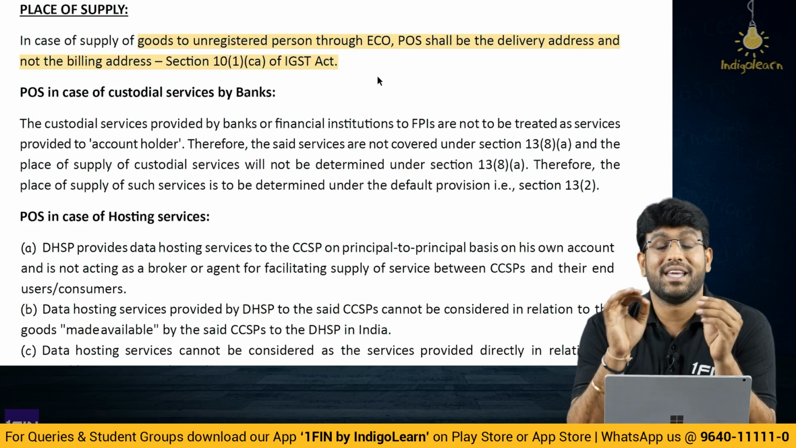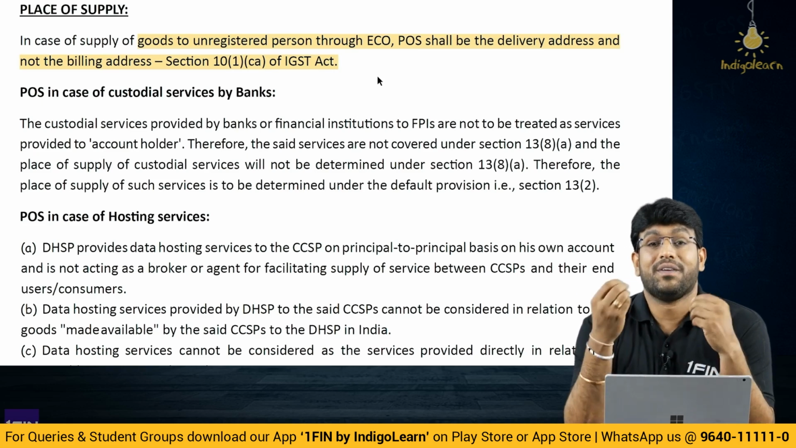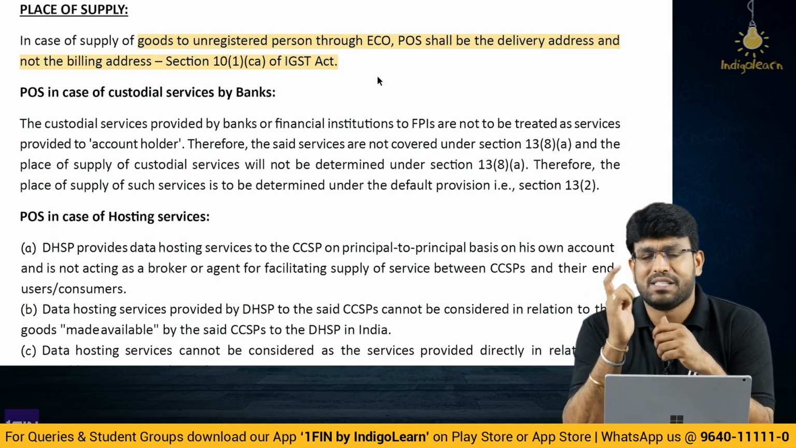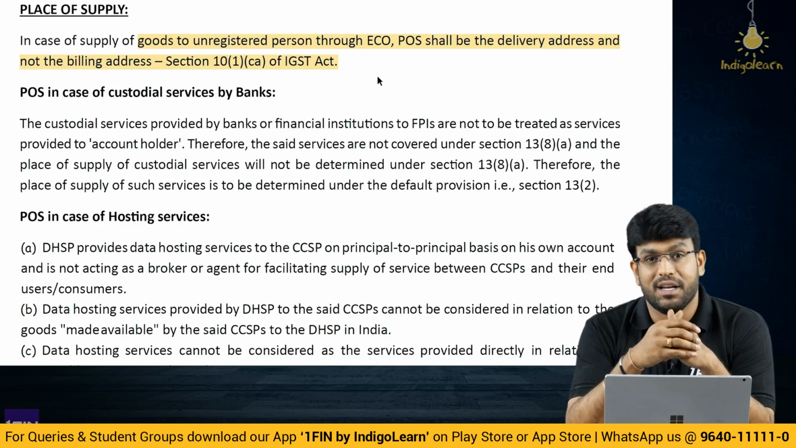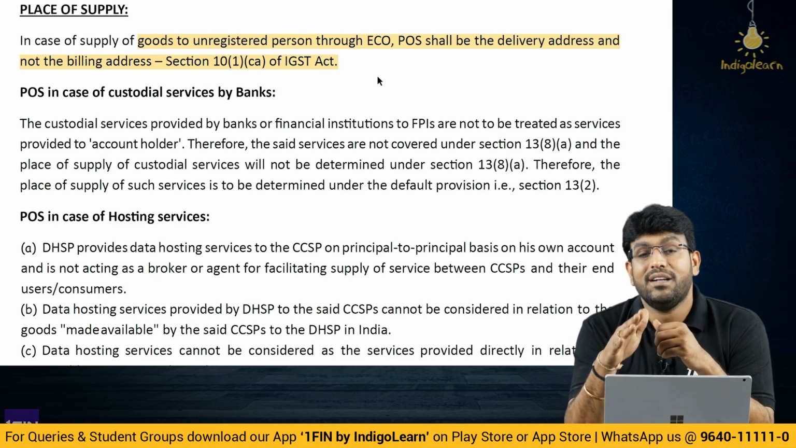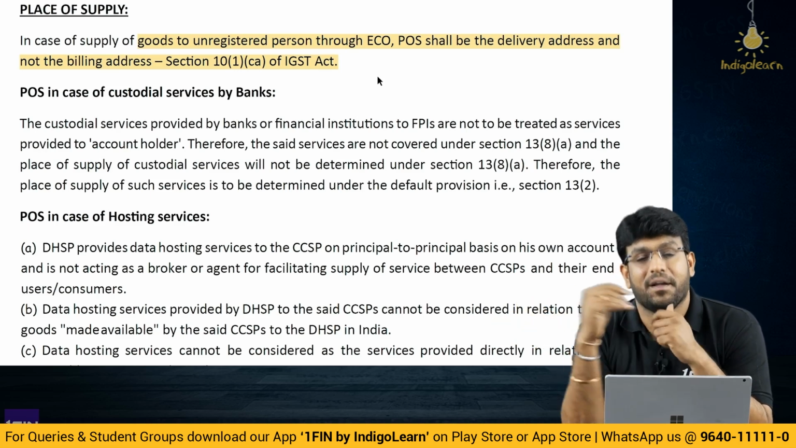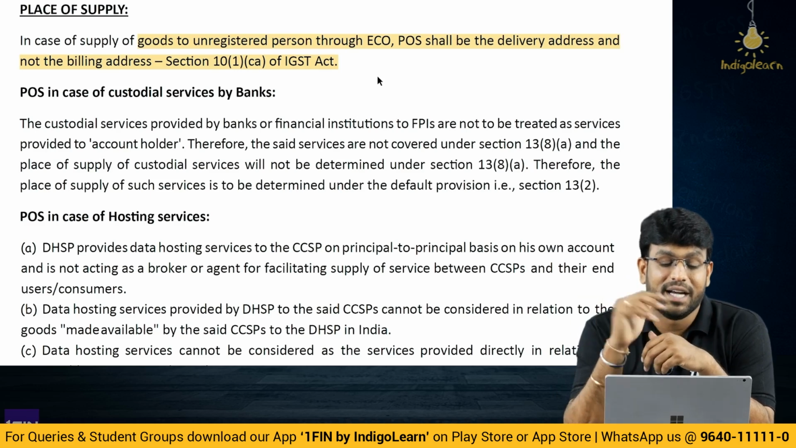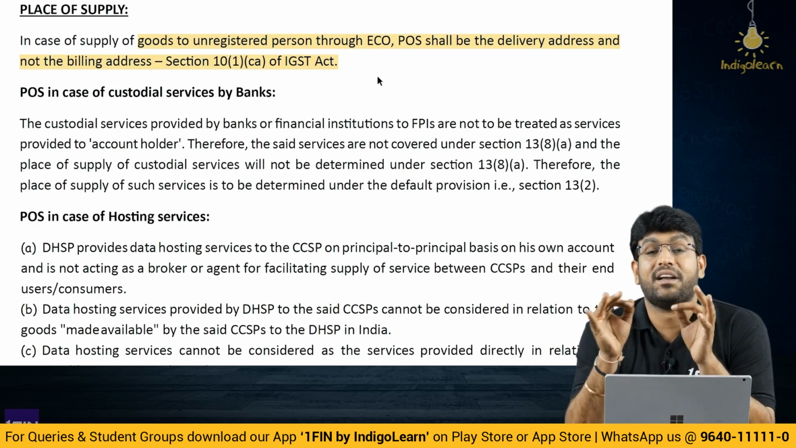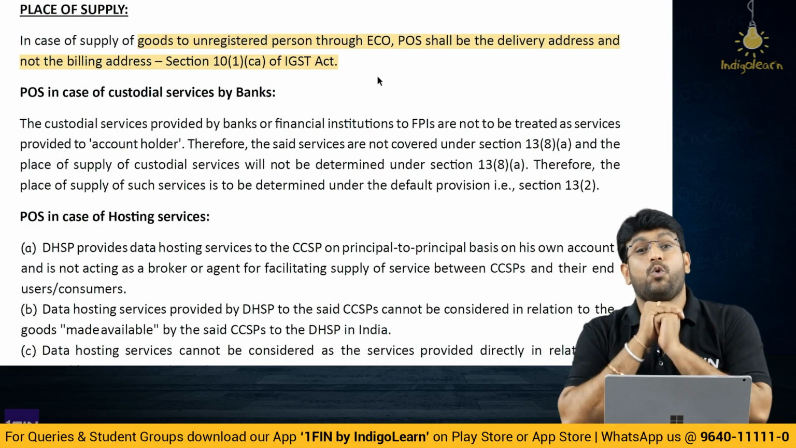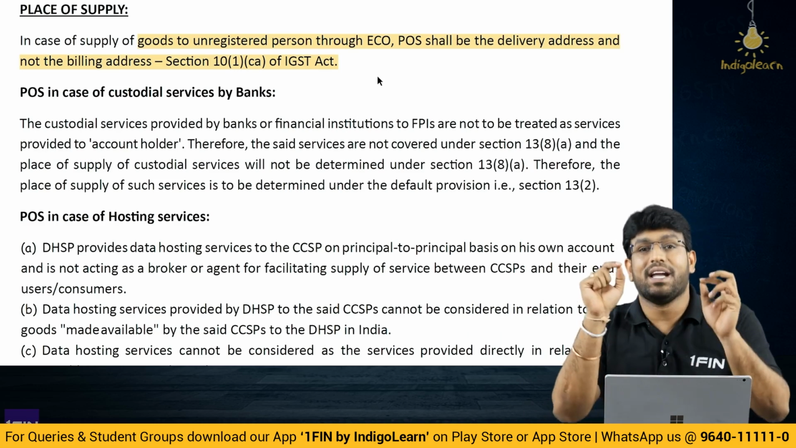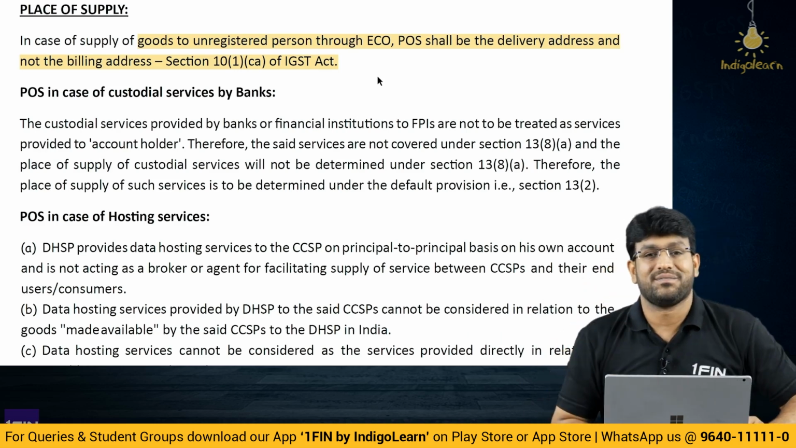What is the point? Sir, Shivateja is sitting in India. Assume that Shivateja is an unregistered person. I am sitting, let us say, in Delhi. I opened Amazon and placed the order for a product. I am an unregistered person. I gave billing address as Delhi and I gave delivery address as, let us say, Tamil Nadu, Chennai. In that case, place of supply will be delivery address but not the billing address. And this will apply only if the person is an unregistered person. So in case of supply of goods to an unregistered person through e-commerce operator, place of supply will be delivery address and not the billing address.